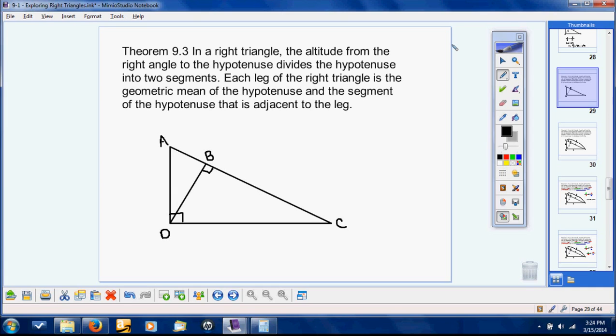Segment of the hypotenuse that is adjacent to the leg. Okay, make sure you get this picture drawn in. That's a D down there. A, B, C, and D. Alright, that should be enough time for you to write those things down.